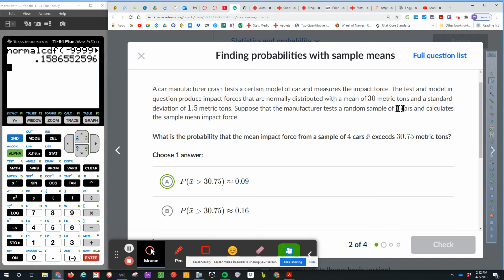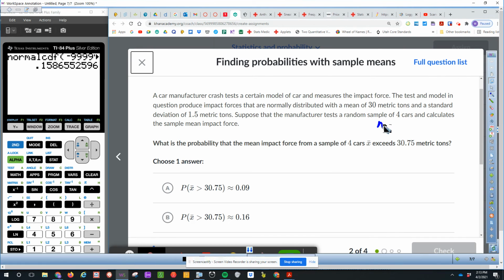Now 4 is less than 30. But the fact is that the population is normally distributed. The sampling distribution of the sample mean will also be normal. Okay? So even though the n here is really small, it's 4, it's not more than 30, we still know that the sampling distribution of the sample mean is going to be approximately normal.